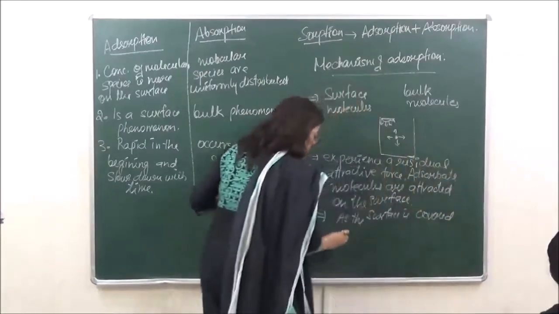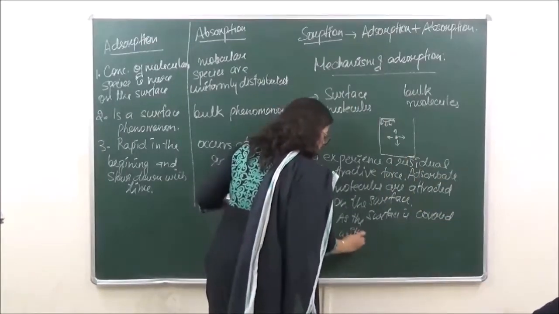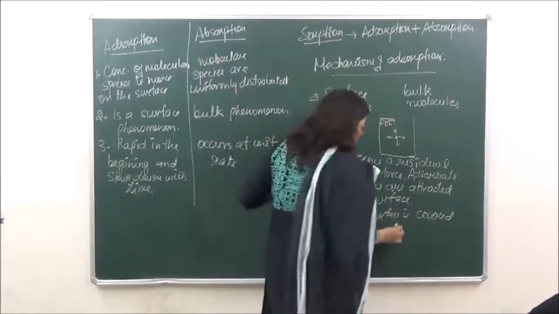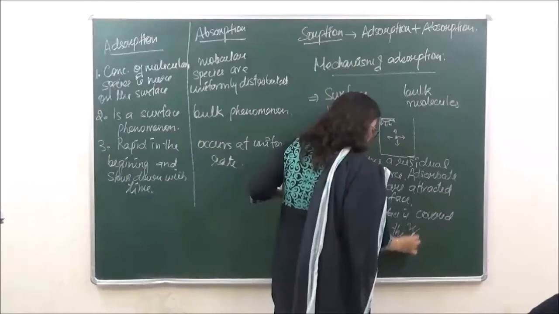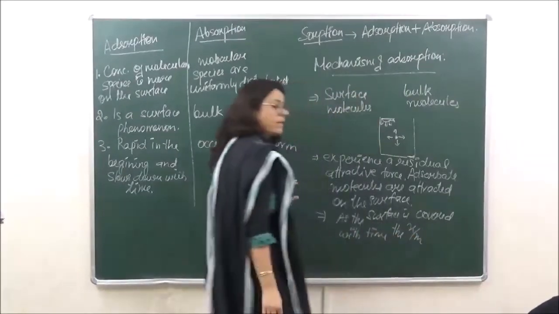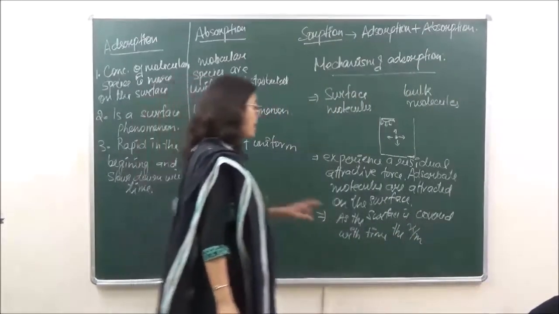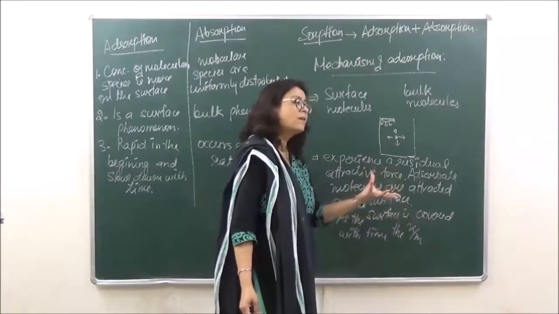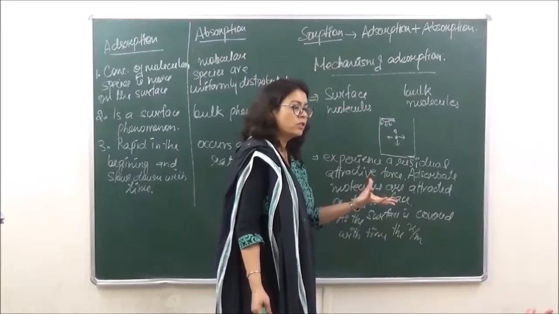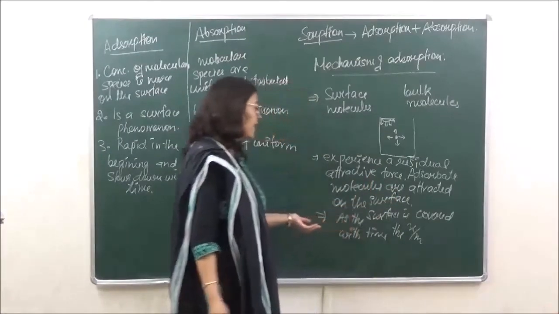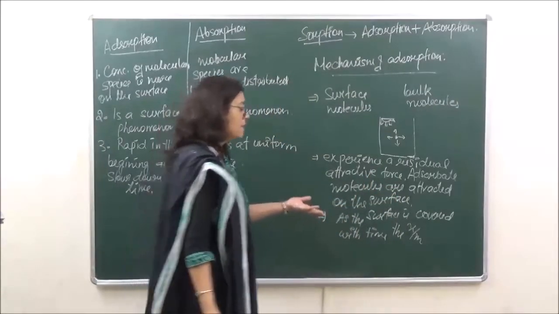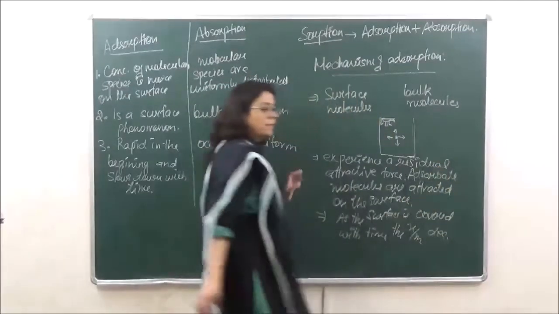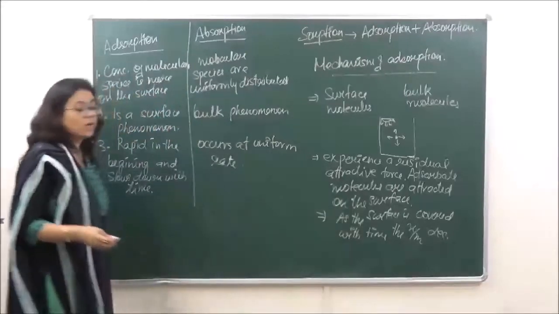With time, the extent of adsorption keeps on decreasing. Extent of adsorption can be written as x by m, where x is the amount adsorbed and m is the mass of the surface on which adsorption is taking place. So as the surface is covered with time, the extent of adsorption keeps on decreasing. So this is the third point.